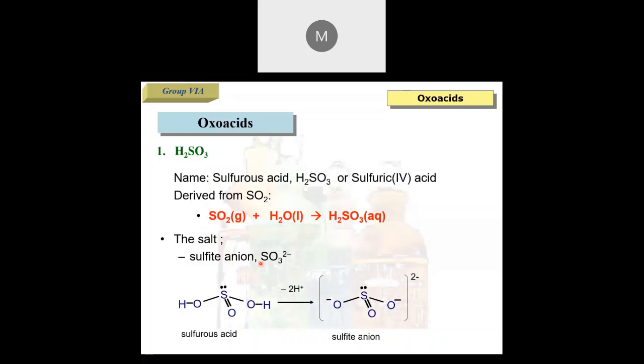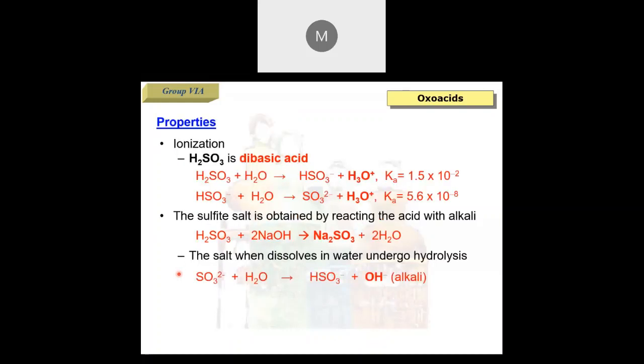Here is the sulfite anion. All right, this is the structure. When it deprotonates, it can deprotonate 2 of the hydrogens and form 2 protons. Okay, and this is the structure. Next, we have the properties, ionization. So it can ionize, as we've seen earlier in the previous slide. It is a dibasic acid since it can deprotonate 2 of its hydrogens.